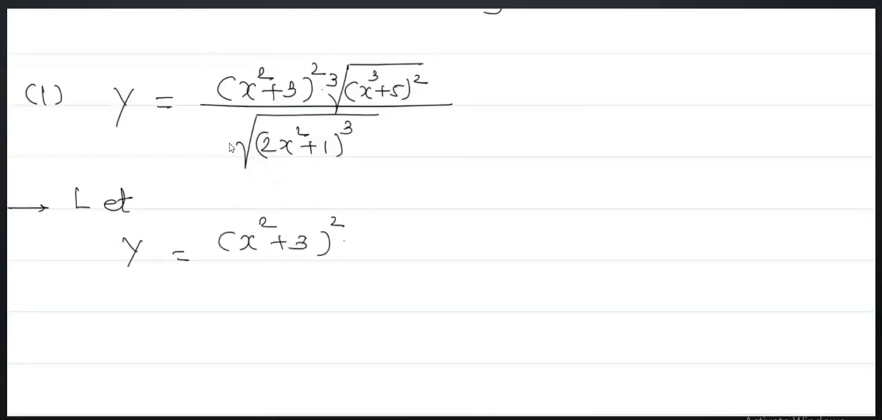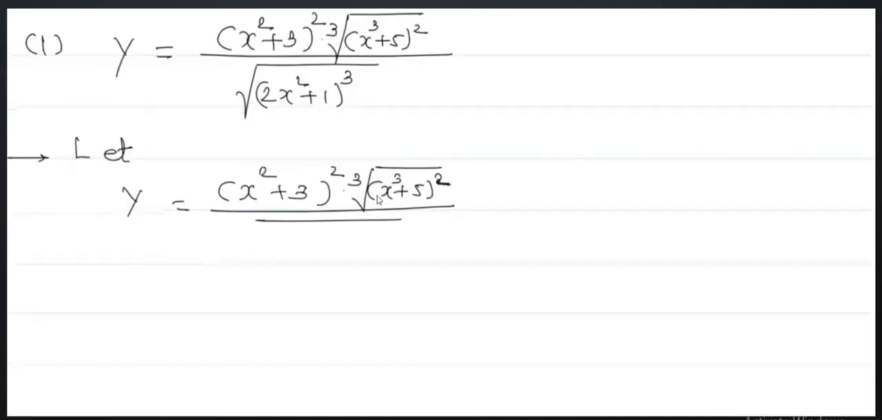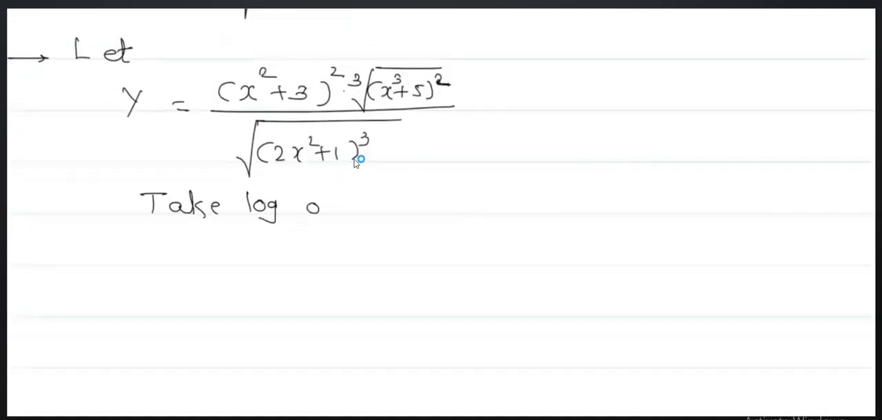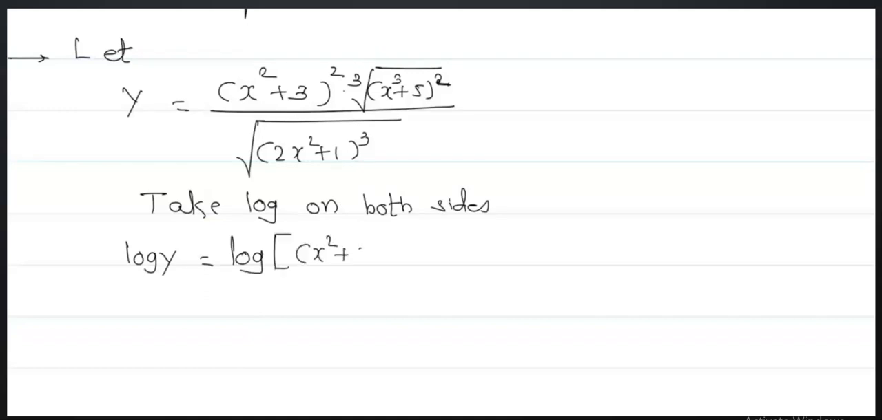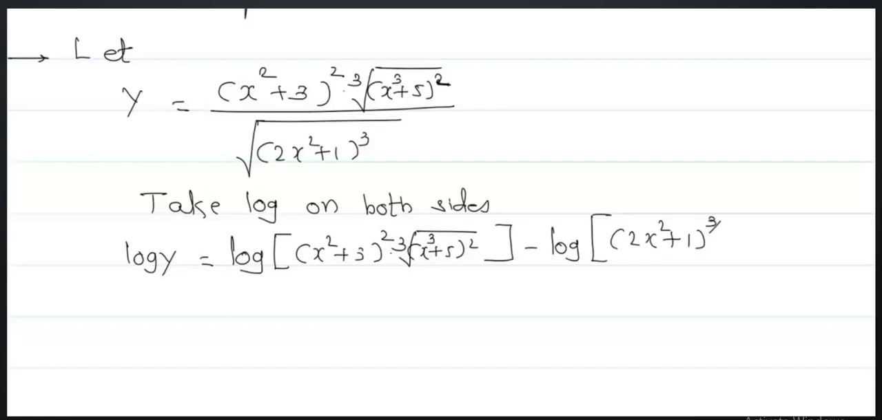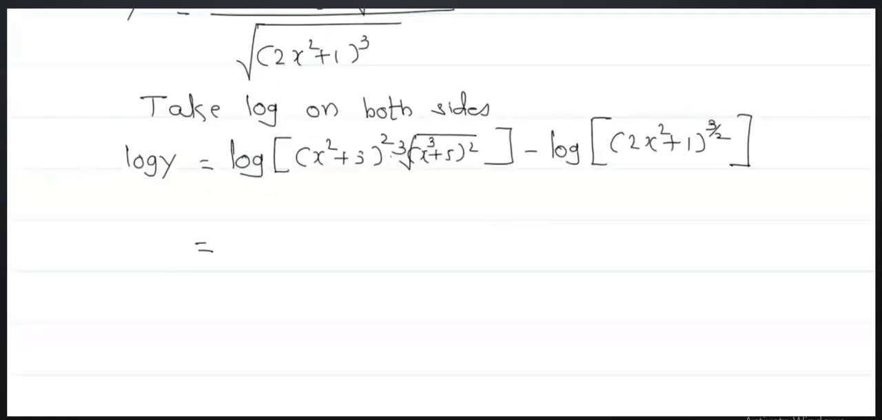If you want to differentiate it, take the log on both sides, to simplify. y is equal to (x square plus 3) bracket raised to 2 times the cube root of (x cube plus 5) bracket upon (2x square plus 1) raised to 3 by 2. Take log on both sides: log of y is equal to log of (x square plus 3) square and the cube root of (x cube plus 5) square minus log of (2x square plus 1) raised to 3 by 2.